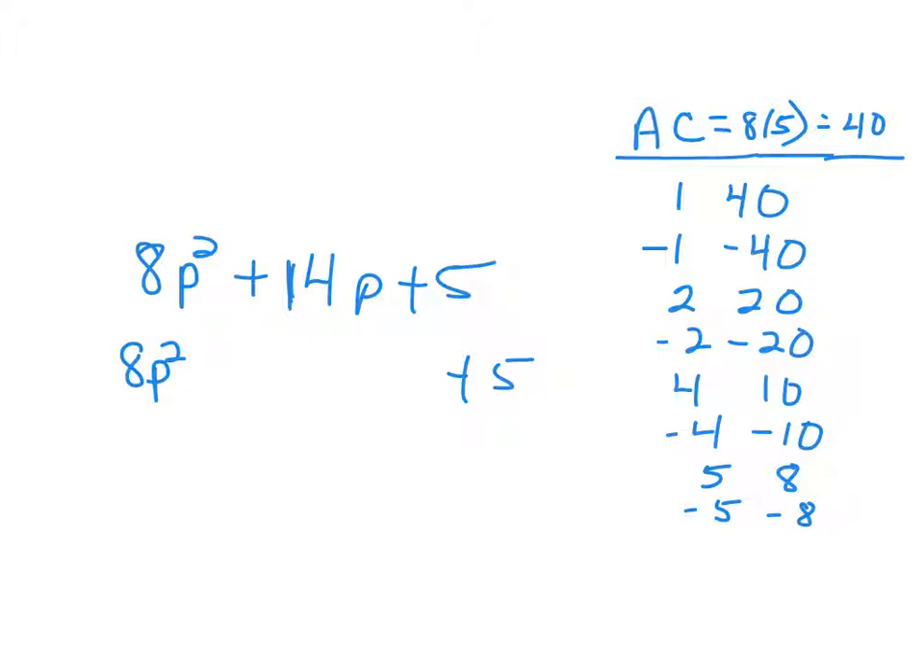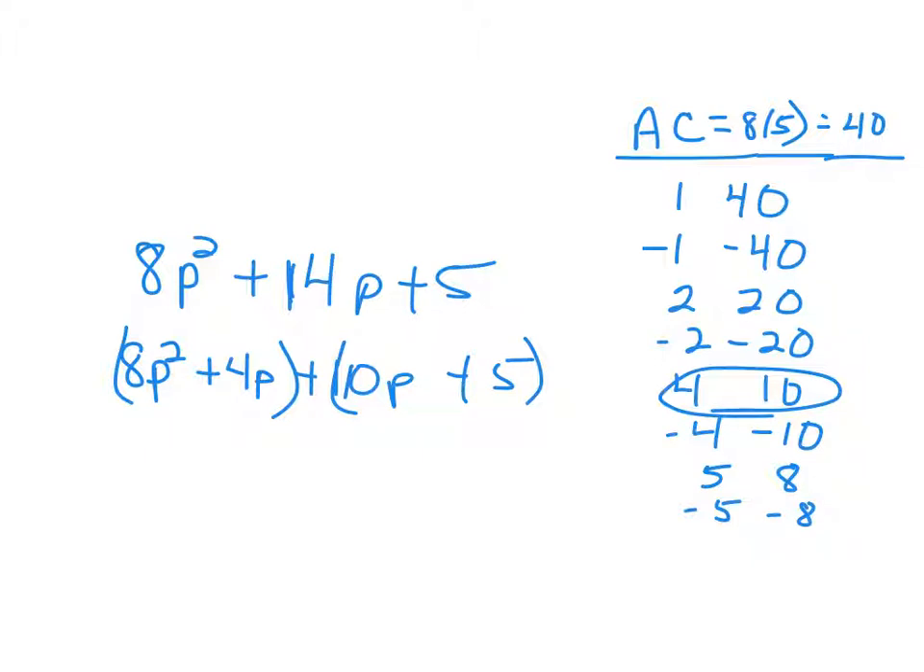So if we're looking for the one that adds up to 14, as I said earlier, 4 and 10 is the combo that we need. So we're going to put plus 4P and plus 10P. By the way, if we put plus 10P and plus 4P, our work getting to the end will look different, but we get the same answer either way. Okay, so now let's do grouping.